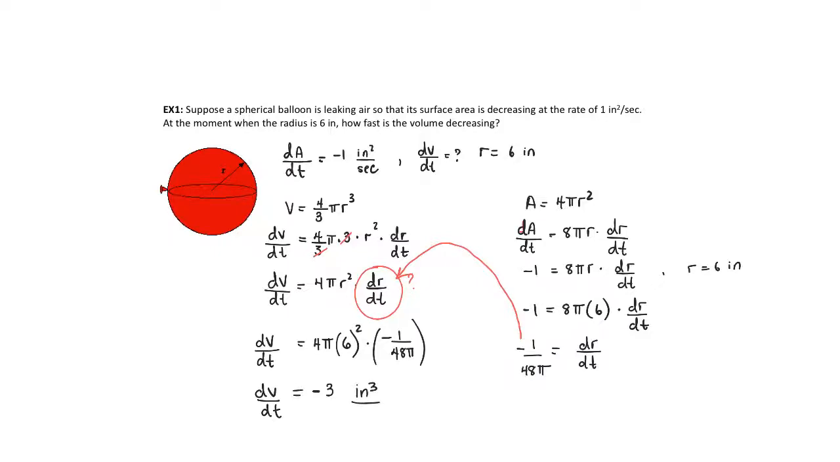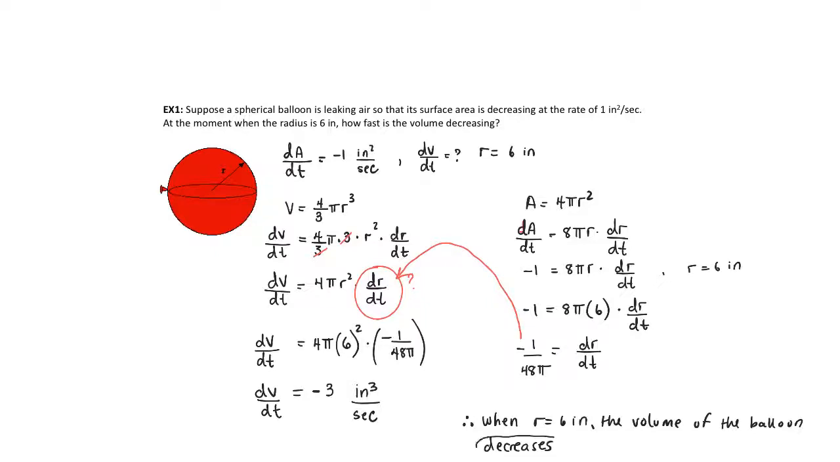And the time is in the denominator, so that means seconds. And that's going to be the unit for the rate of change of volume with respect to time. When you write your conclusion, you want to be able to say, therefore, for example, when the radius is equal to 6 inches, the volume of the balloon decreases.